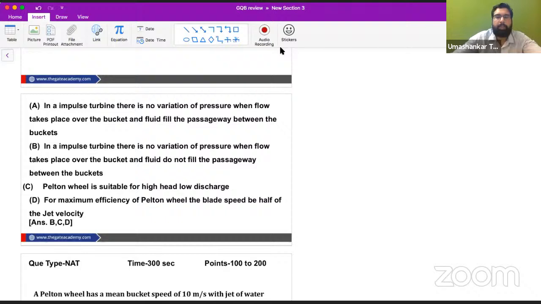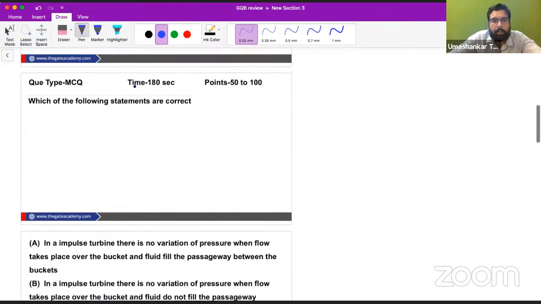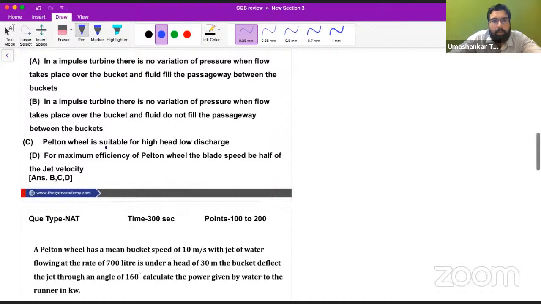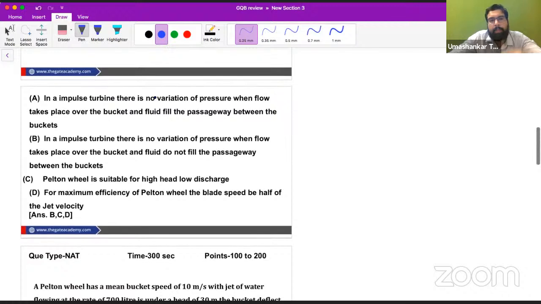Okay. So the first question was an MSQ question, my dear, in which, along with these statements, you have to check which statement is correct and which is not. In an impulse turbine, there is no variation of pressure when flow takes place over the bucket. Okay, so this part is true.